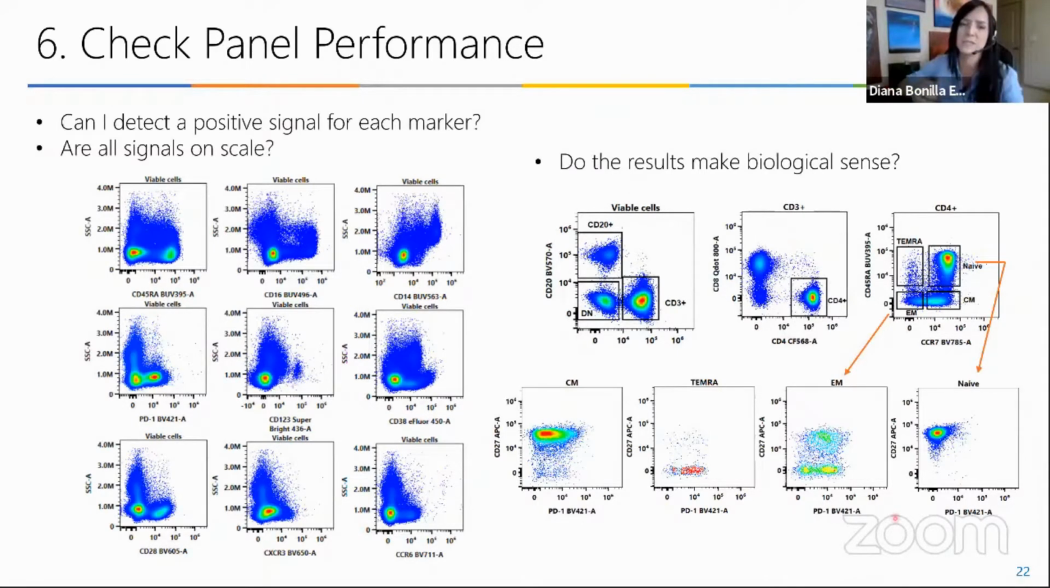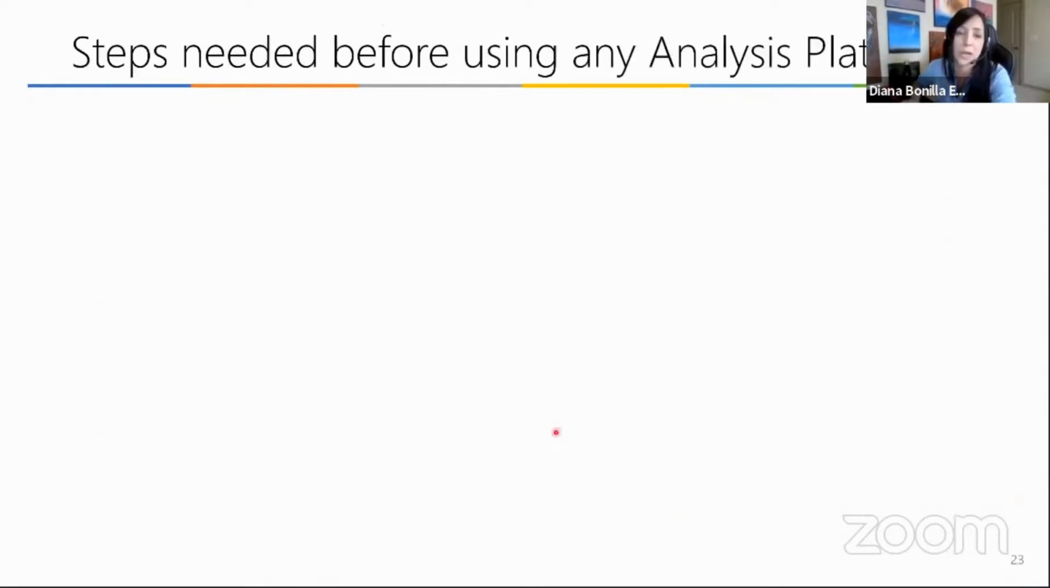the identification correctly. For example, in naive, you don't expect to see a lot of PD1, versus in the effector memory, even in the central memory, you start seeing that marker being more expressed. So these are kind of internal controls in your panel, in your sample, that allow you to judge the quality of the staining and, in general, the acquisition. So just a brief summary.